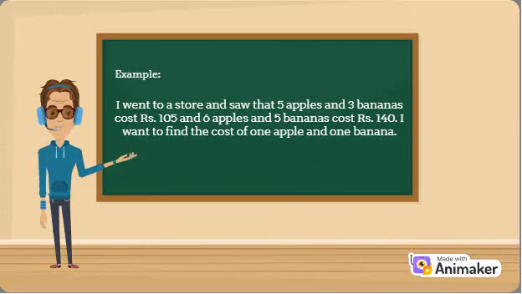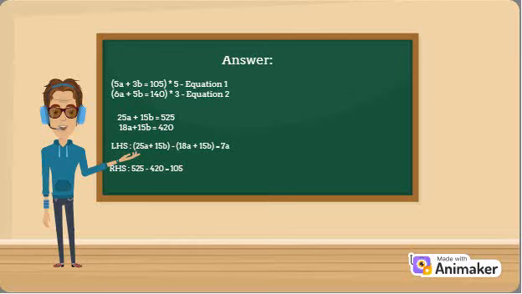Let's try this example. I went to the store and saw that 5 apples and 3 bananas cost rupees 105. And then I saw 6 apples and 5 bananas cost rupees 140. Now the thing I want to do here is find the cost of 1 apple and 1 banana. First, we need to consider A as apple and B as banana. Now, let's take equation 1, which is 5a plus 3b equal to 105. Then take equation 2, which is 6a plus 5b equal to 140.